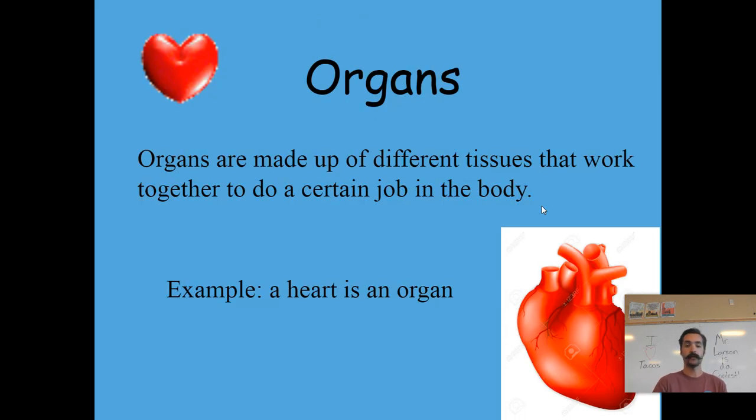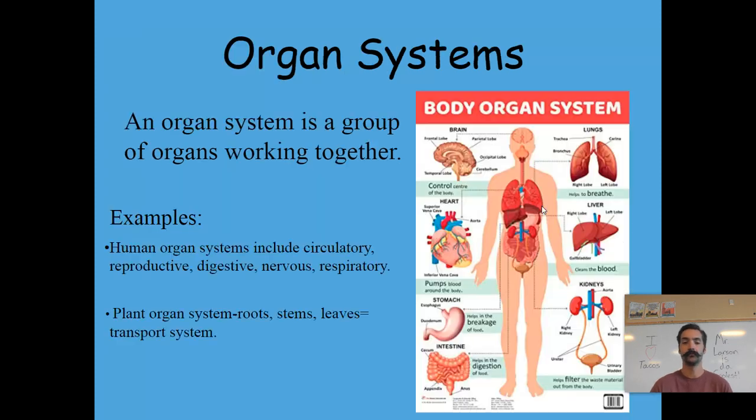Organs, just breaking it down one step at a time. The next level is organs. It's basically a bunch of different tissues that work together to do a job in your body. Your heart, just a quick example, your stomach, intestines, anything like that is an organ.